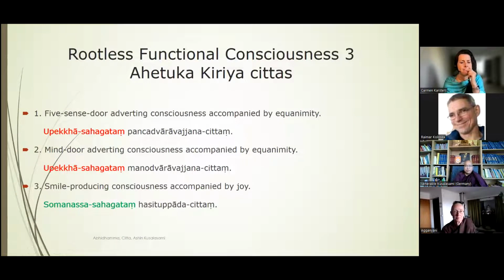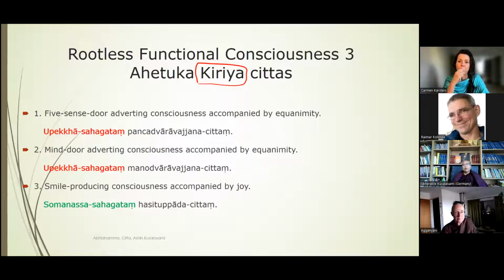Rootless functional consciousness. Function is function. Ahetuka, in Pali, is kiriya. Functional consciousness means without producing any results, just function, just action. Unlike the other 12 unwholesome and 24 sobhana consciousness, which you will learn more about later, where wholesome action and unwholesome action can produce the result.